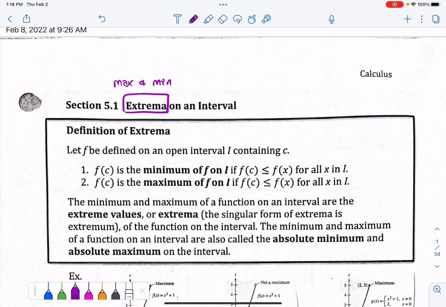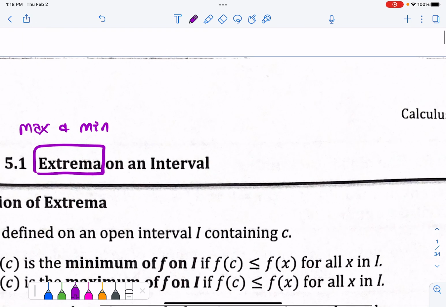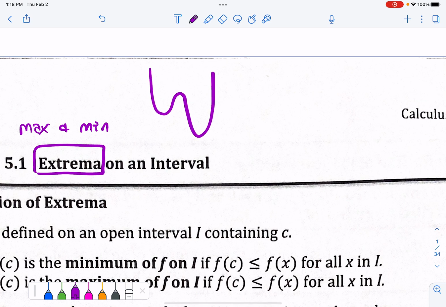And I'm going to talk about maxes and mins, okay? You can have different kinds of maxes and mins. Let's say, for example, I'm going to do a quartic function, and we're going to say it looks like a W like this. This is going to be the graph of a function on an open interval, and what I mean by that is that the interval continues on to the left and on to the right forever. Does that make sense? Open interval, all right?